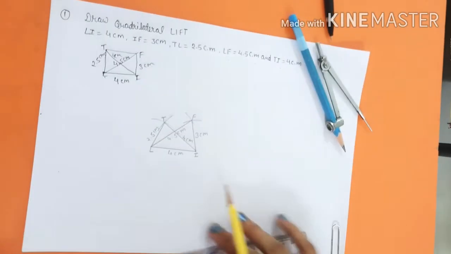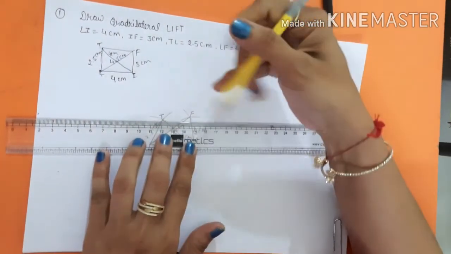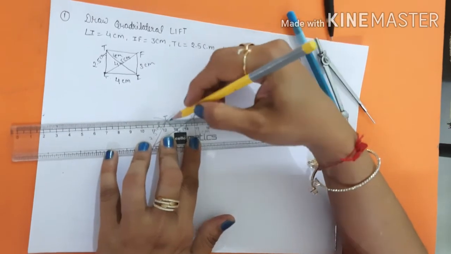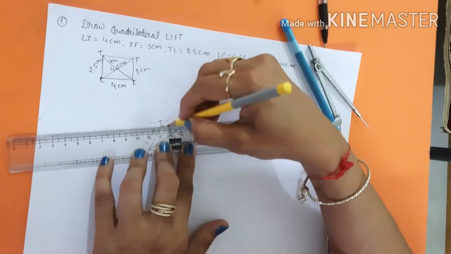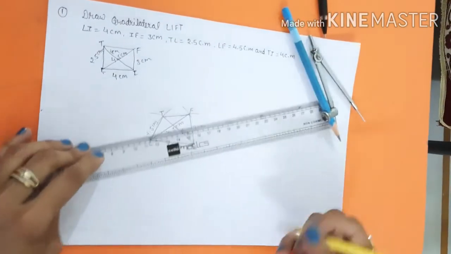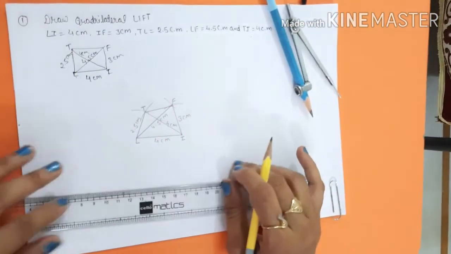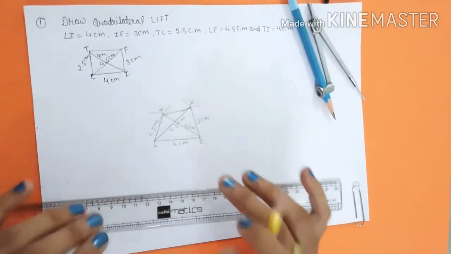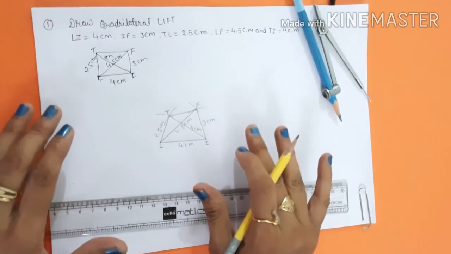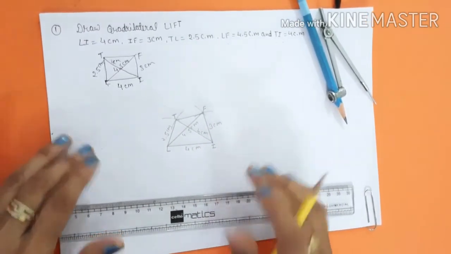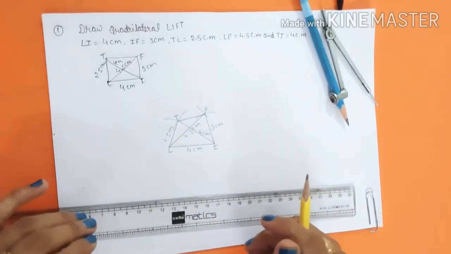Now we can join T and F. We'll join both the points. This is our required quadrilateral LIFT where 3 sides and 2 diagonals are given. Okay students, now step of construction.